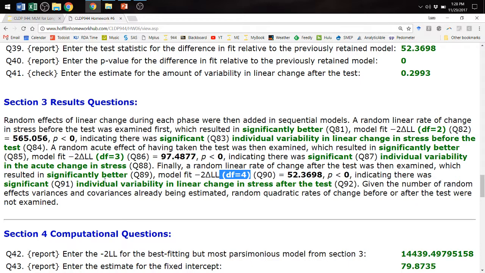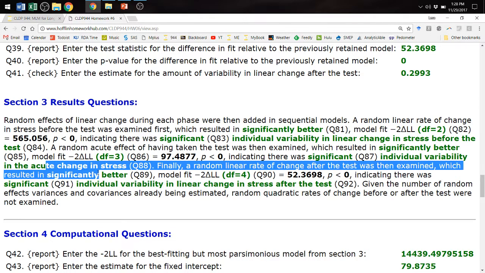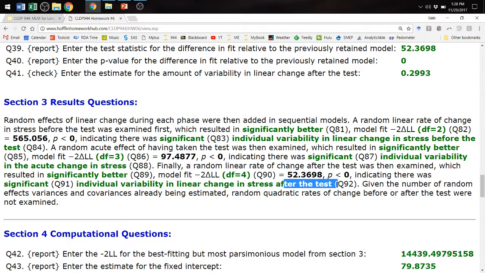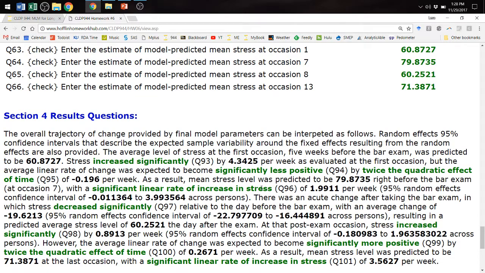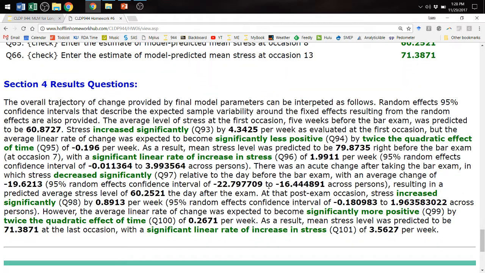And each random effect then is referring to some kind of individual variability in linear change. You just have to pick which idea goes with which slope. Before the test, right after the test, which I call acute change, and then as they're waiting for the results afterwards. Yes, I think that was it. So you should have the green answers that are correct and the red ones that you gave. If you have any questions about why you got something wrong, I'd be happy to help clarify.